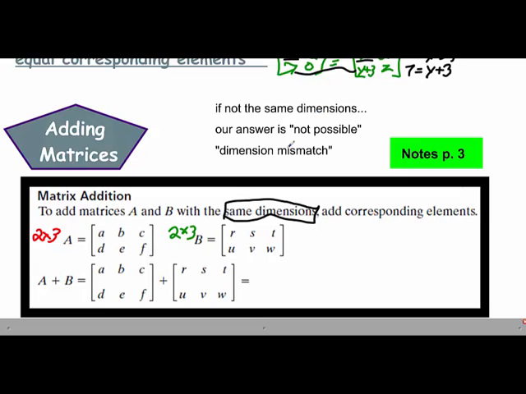If they don't match, it makes sense, our dimensions are mismatched, so it's a mismatch. It's not possible. We can't add or subtract unless they're the same. And then what we're going to see is we're simply going to add corresponding elements. Element 1, 1, I'm going to add to 1, 1. So it would be A plus R.